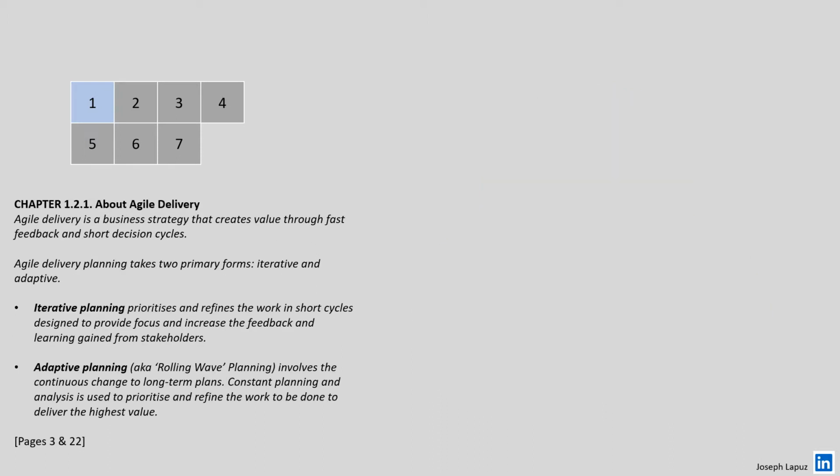Chapter 1.2.1 About Agile Delivery. Agile delivery is a business strategy that creates value through fast feedback and short decision cycles. Agile delivery planning takes 2 primary forms, iterative and adaptive.